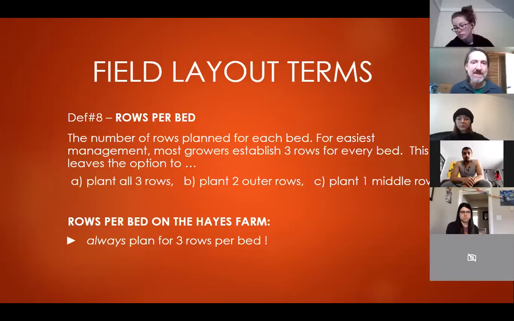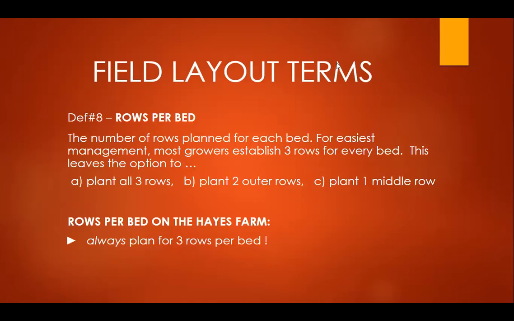Okay, so definition number 8 was all about rows per bed. Rows per bed is the number of rows planned for each bed. Every bed is capable of having up to 3 rows, whether or not you choose to plant it with just 1 row or 2 rows or all 3. But we always plan to have 3 rows per bed.